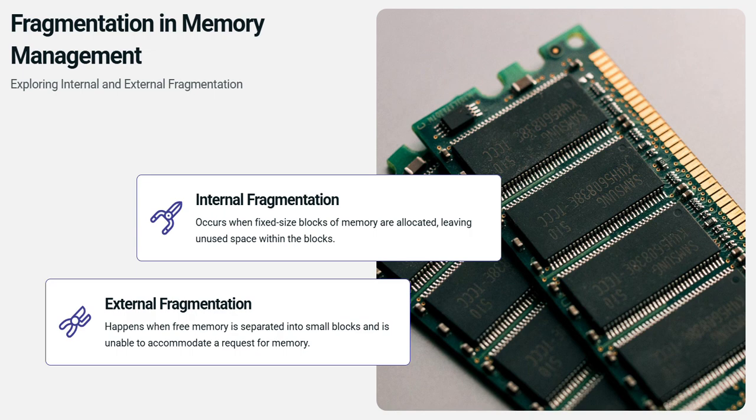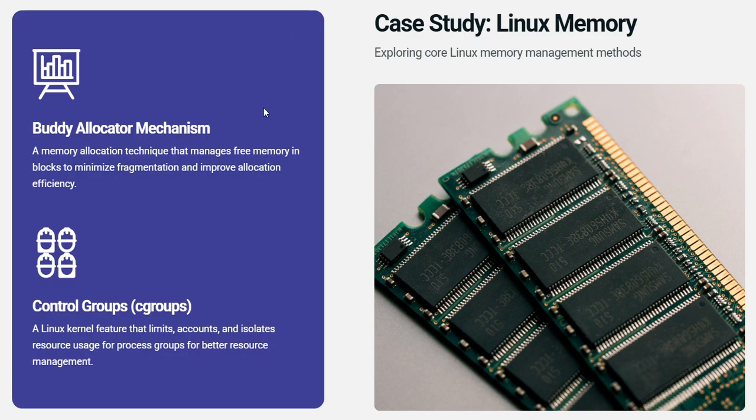Now we are going to see our case study on Linux memory handling. How does Linux handle memory? Let's look at how it uses a system called the Buddy Allocator. Memory is split into blocks of size 2 to the power n. If a block is very big, it's split into buddies. If buddies are freed, they merge back. This helps balance speed and memory efficiency.